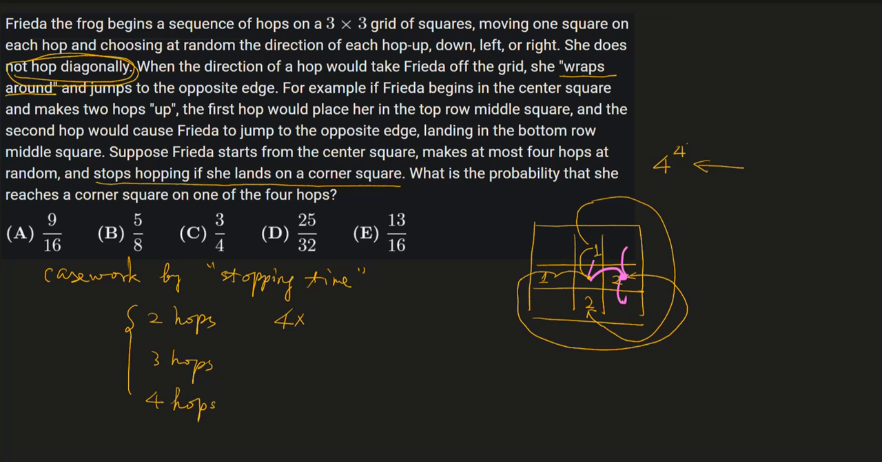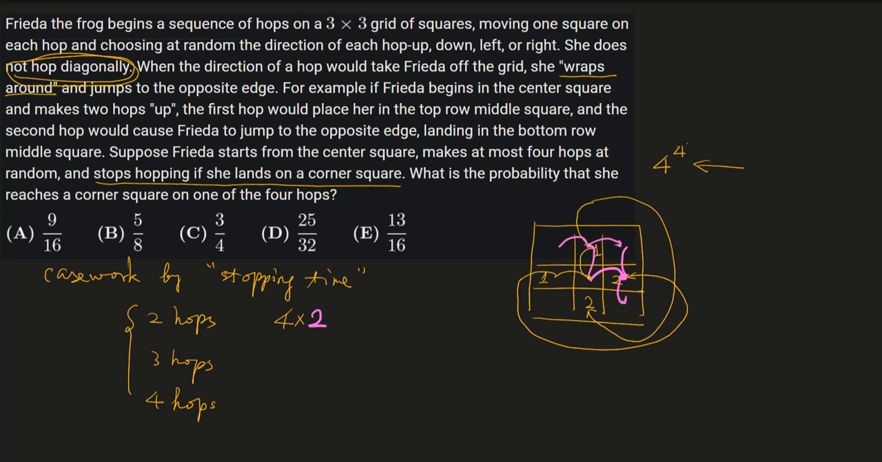And the same thing for here. If she hops up in the first step, then she can go to the left or go to the right. Then we know that in order to reach a corner square, she has 2 choices to make for the second hop. Then are we done yet?